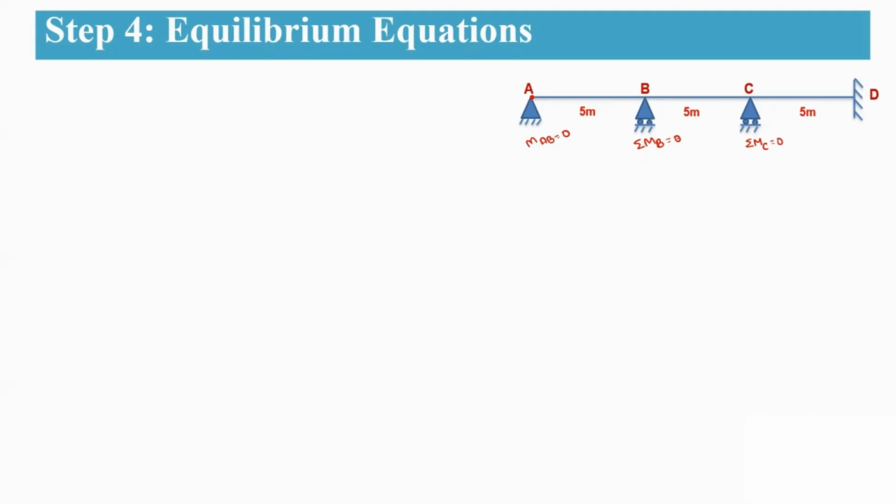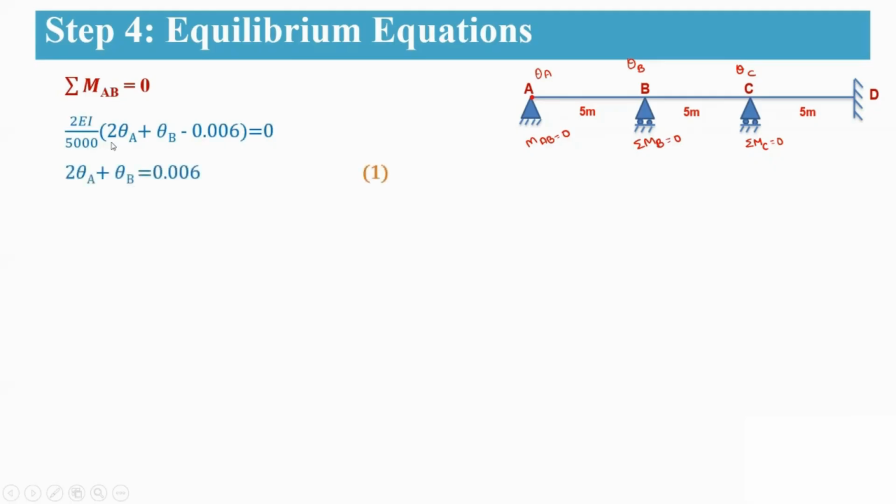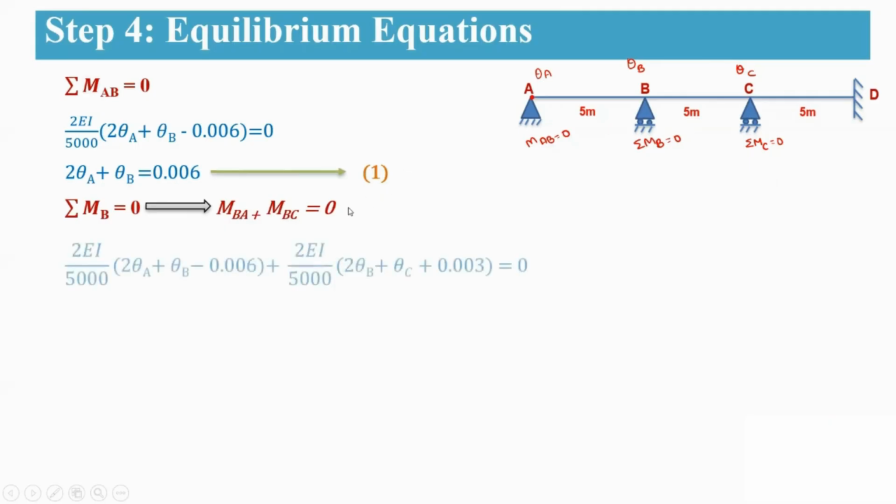Here you are having three unknowns and three equations. What are the unknowns here? Theta A is your unknown, theta B is your unknown, and theta C is your unknown. Now substituting in these equations, sigma MAB equal to 0. By simplifying this equation, this is the first equation. Coming to the next one, sigma MB equal to 0, that means BA moment plus BC moment will be equal to 0. By substituting these two, you are going to get this second equation.